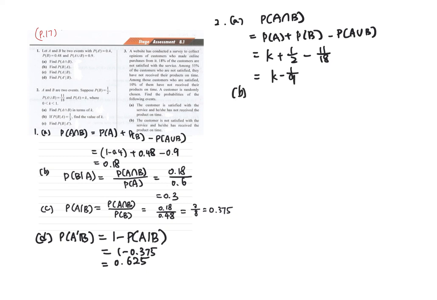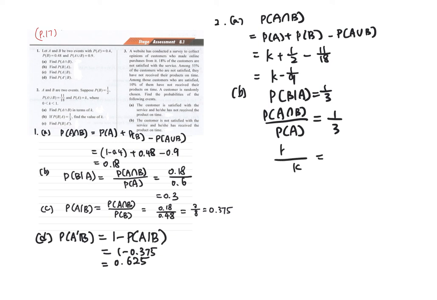So part B. We know that the probability of B given that A equals 1/3, which means the probability of A is the denominator and the numerator is A and B, equal to 1 over 3. So this is K minus 1 over 9, over K, equals 1 over 3. So 3K minus 1 over 3 equals K. Eventually you can find that 2K equals 1 over 3, so K is 1 over 6. Okay, and then part C.